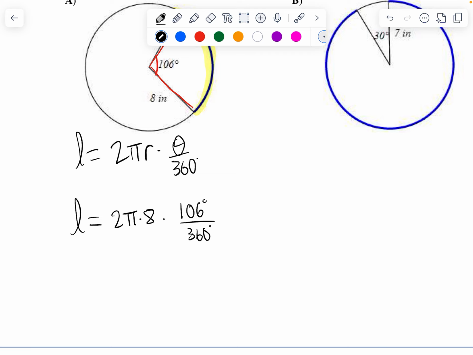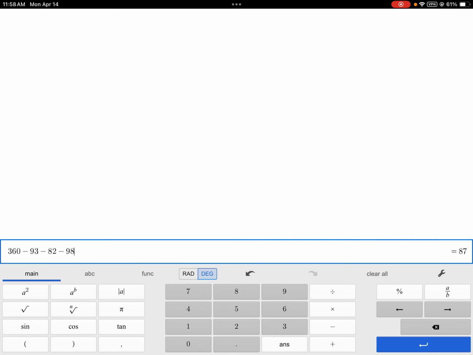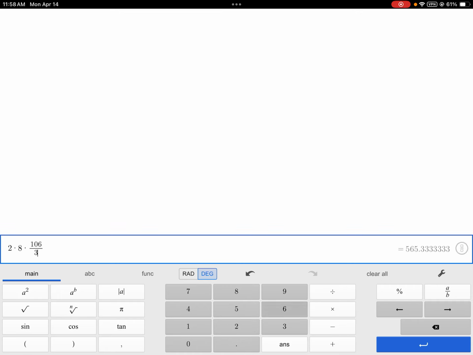You just got to simplify this, right? So to do this, I'm just going to check this whole thing in my calculator. Now, keep in mind, I'm going to leave the pi out for a hot second. We're going to do 2 times 8 times 106 over 360. And that's going to give me 212 over 45.